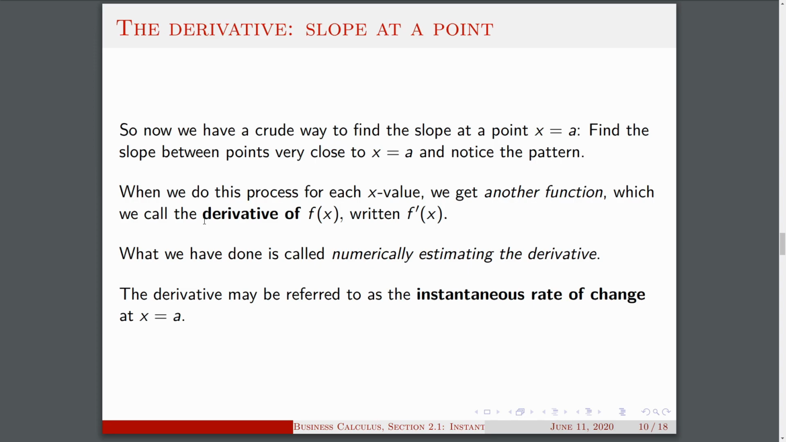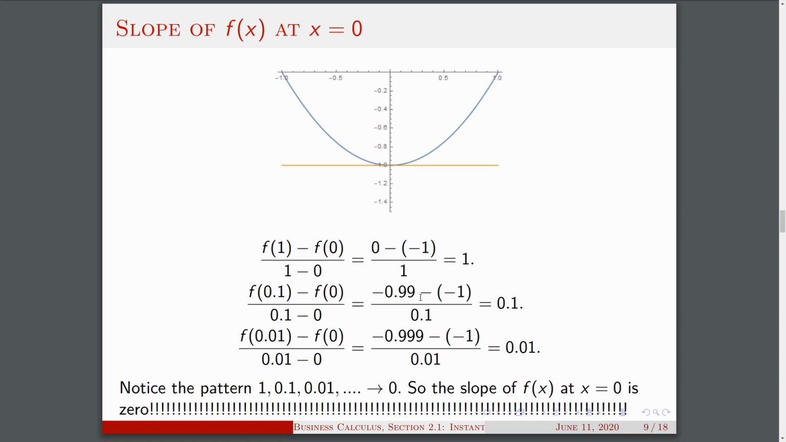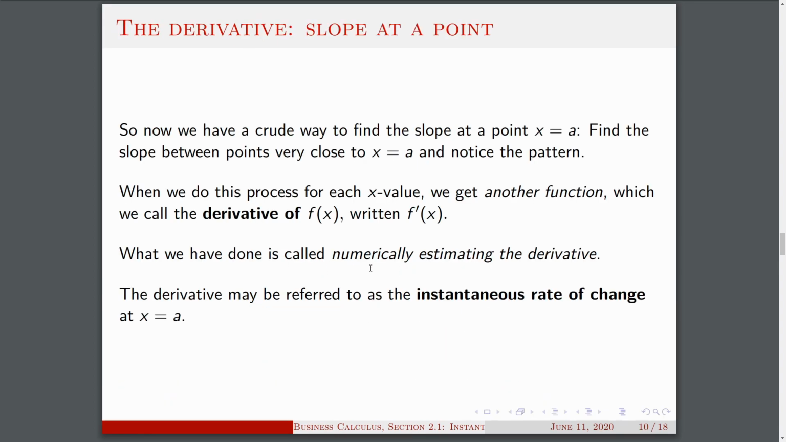It represents the slope at each point, but it's quite cumbersome to say slope at a point. Sometimes you see the term instantaneous rate of change, which we won't use very often. We will just say the derivative of f of x. That's what we normally say. All right. So what we've done, this process of finding the slopes between 2 points that are closer and closer, is called numerically estimating the derivative, doing these calculations and trying to spot a pattern. All right, so we have a way to do it.